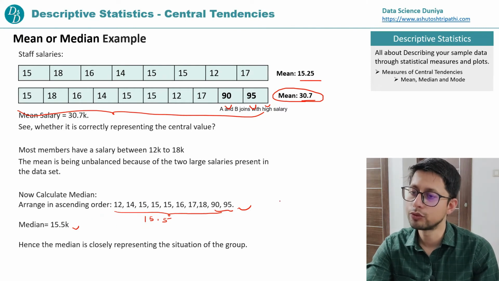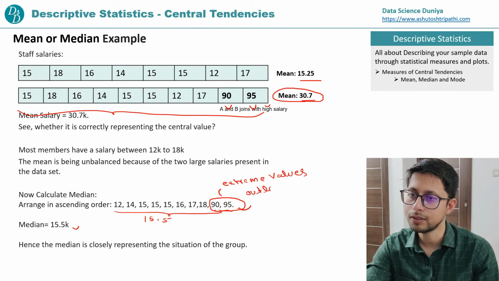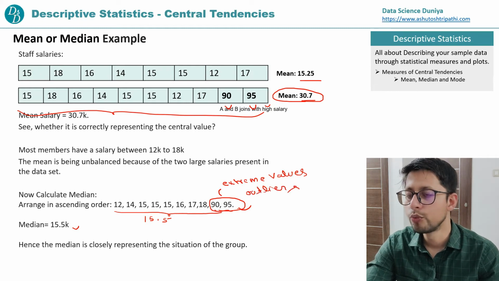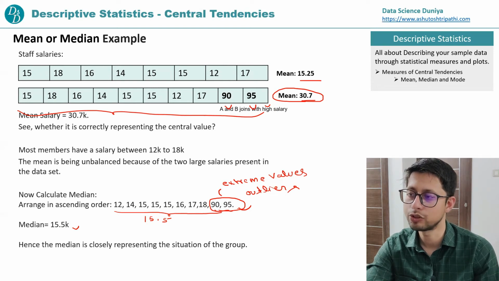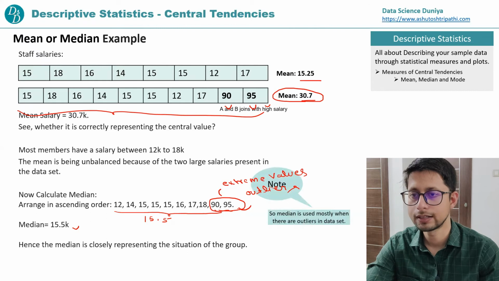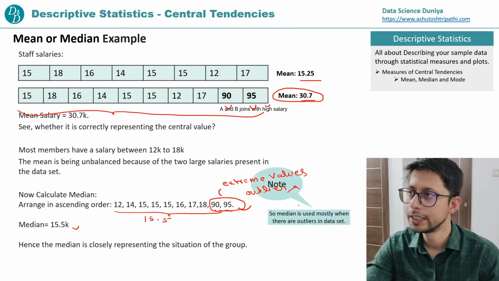So what are these two known as? These two are known as extreme values, and they affect your data set, also known as outliers. So when we have outliers in our data set, or very extreme values are available in our group or data set, then mean is not the correct representation of central values. At that time use median. So that's where we have written: median is used mostly when there are outliers in your data set. Okay guys, so this is the difference.